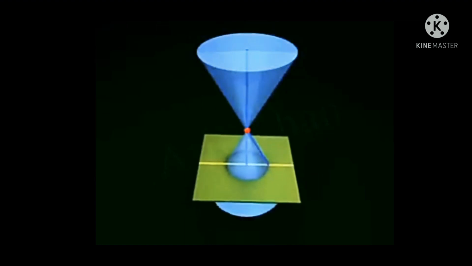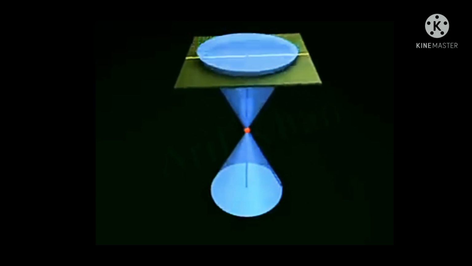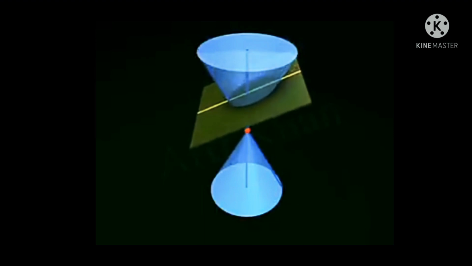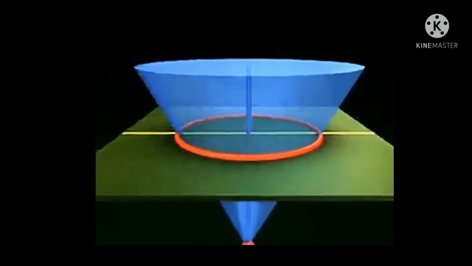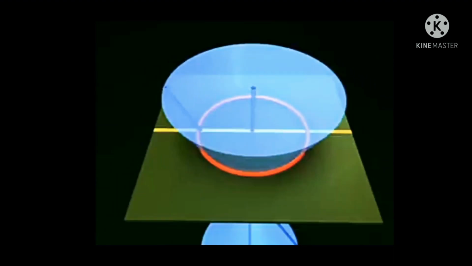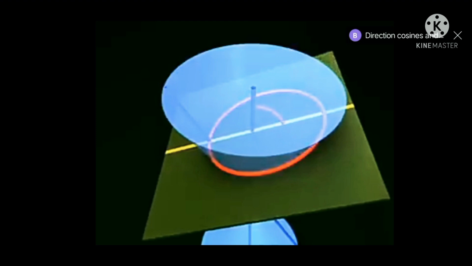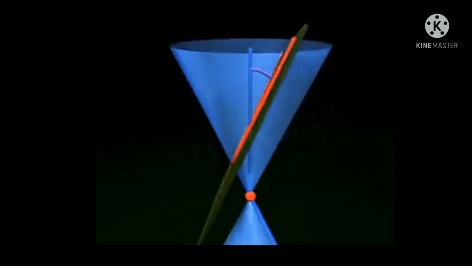If a plane intersects a double right circular cone, we get two-dimensional curves of different types. These curves are called conic sections. Depending on the angle made by the plane with the vertical axis of the cone, the plane can cut the cone in three different ways.